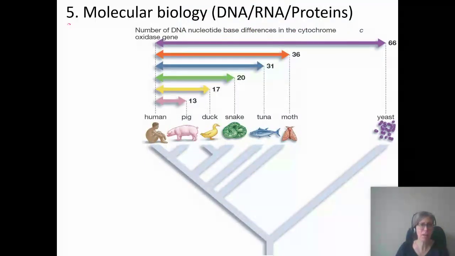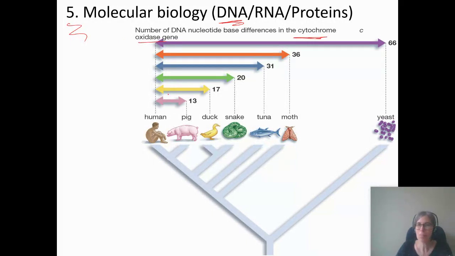Okay, the fifth and final piece of evidence of evolution is molecular biology. And we would say that DNA, if it's homologous, right, that was the definition that homologous structures were structures that had a common ancestor. So homologous DNA is evidence that there was a DNA sequence in a common ancestor that just got changed a little bit over time. So if you look at this cytochrome oxidase gene, something involved in cellular respiration, right?